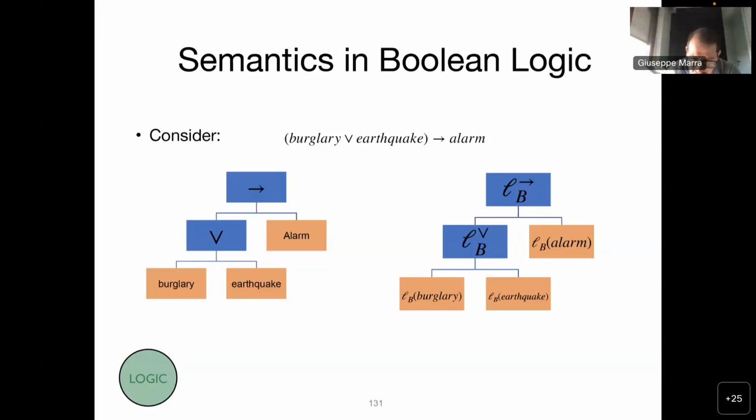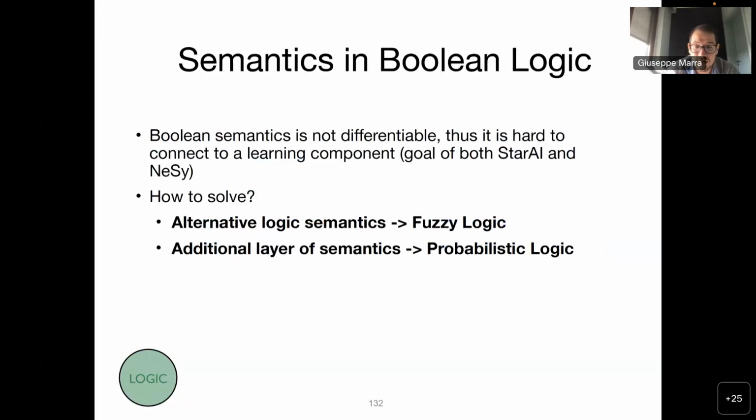So Boolean logic was just to set the stage. The problem is that if we really want to use this in a learning paradigm, and usually when I say learning paradigm in neurosymbolic, it means gradient descent and backpropagation, these circuits need to be differentiable, which is not the case for Boolean logic. So we have, in general, two ways of making the logic differentiable. Either you change semantics, so you provide an alternative semantics, which is what is done using fuzzy logic, with a semantics that is continuous, or you add an additional layer of semantics on top of the Boolean one, which is probabilistic logic, and we are going to talk about both of them.